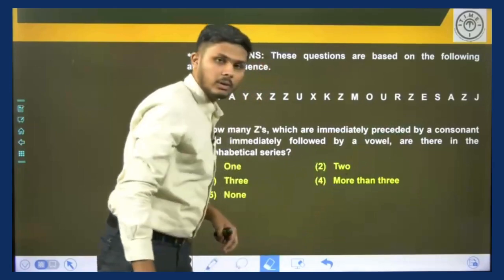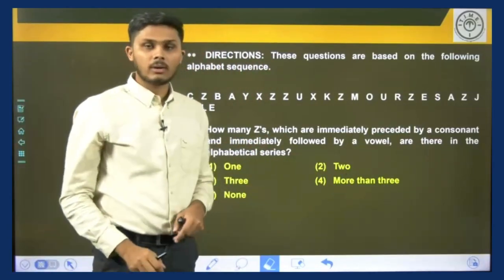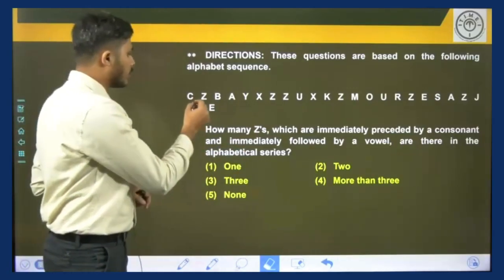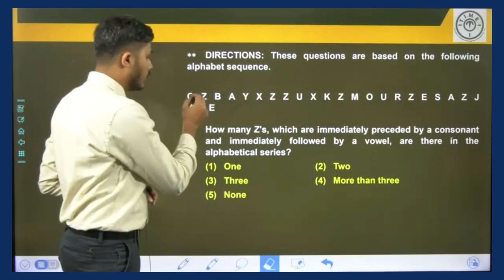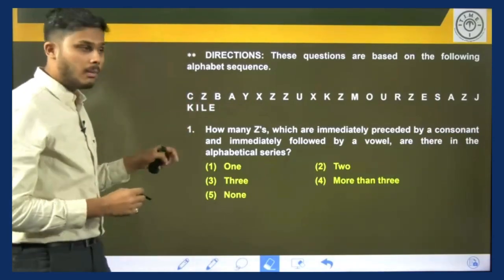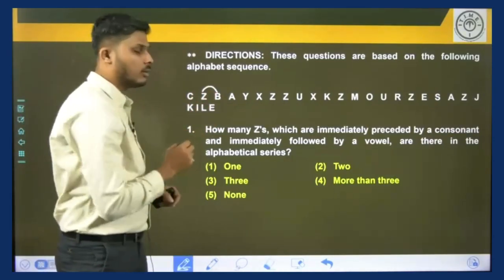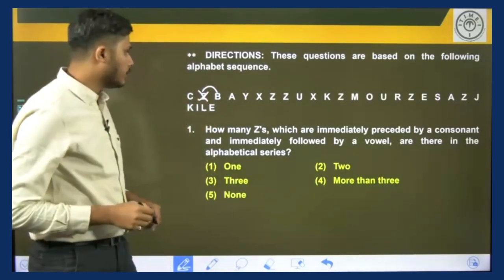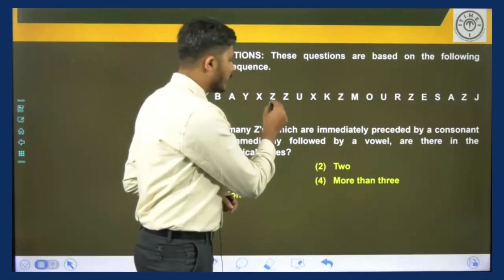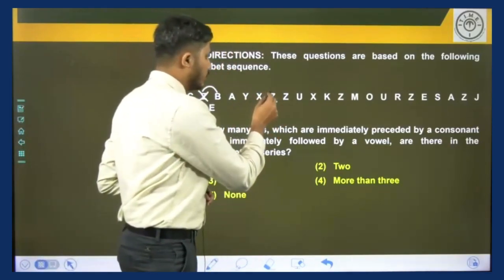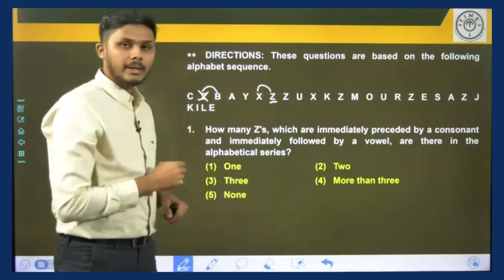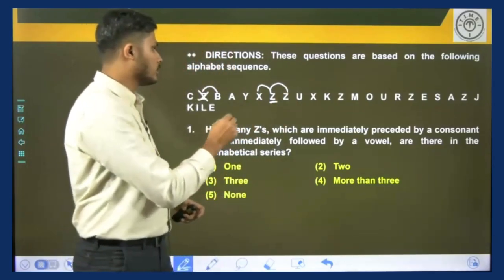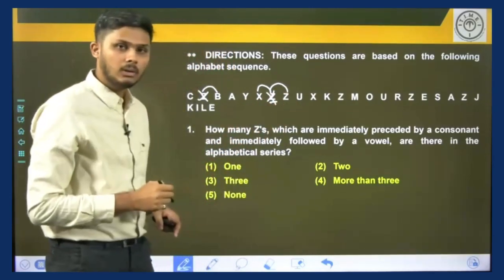So now let's check all the Z's which are immediately preceded by a consonant and immediately followed by a vowel. Let's look at the first Z, which is immediately preceded by a consonant but is not immediately followed by a vowel. So this is not counted. Now let's look at the next Z. It is immediately preceded by a consonant but it is not followed by a vowel. So this Z is also not counted.